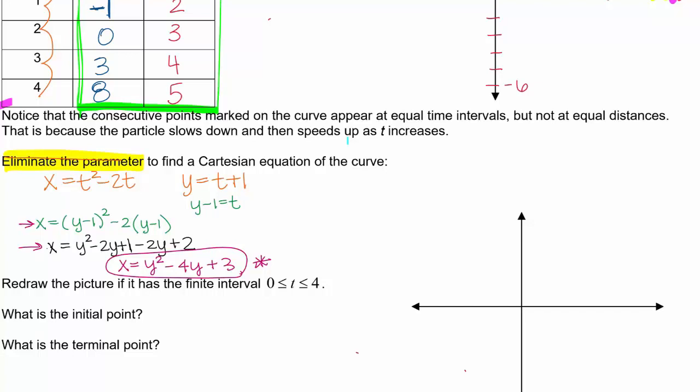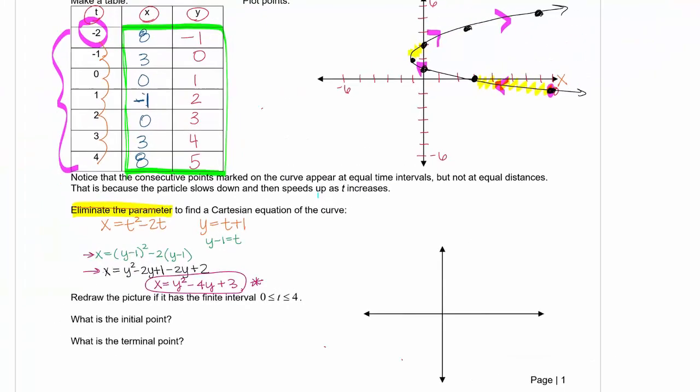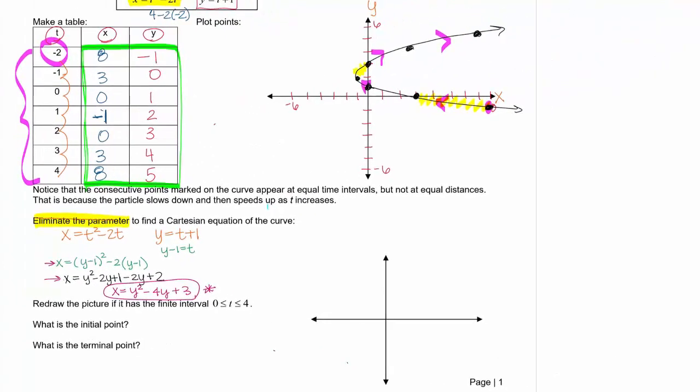I know that we all recognize, hopefully, y squared is a sideways parabola, but all the details of it you might have forgotten how to find. Okay, so what if I were to ask you to do the next part here? Redraw the picture if it has a finite interval. So now t is only limited between 0 and 4.